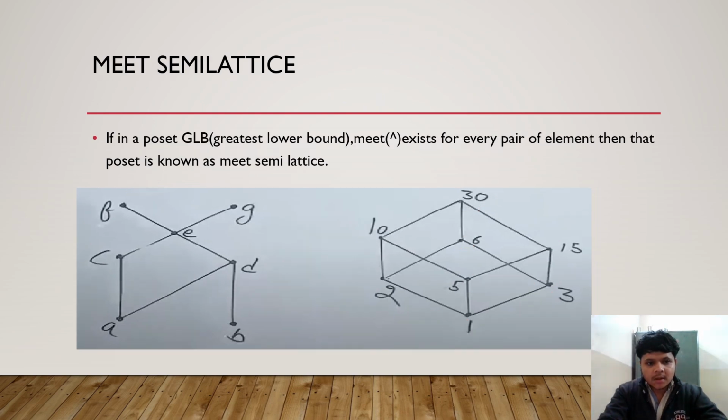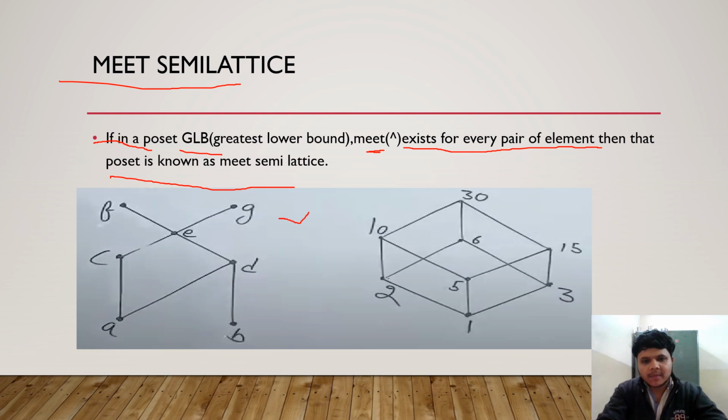Okay, now we will discuss meet semilattice. First we will see the definition. What does the definition say? That if in a poset GLB, meaning greatest lower bound, which is also known as meet, exists for every pair of elements, then that poset is known as meet semilattice. It means if in a poset for every pair there exists a greatest lower bound, then it will be known as meet semilattice. Again, we have the same examples, but before that we will discuss two simple examples. So let us consider this figure and this figure.